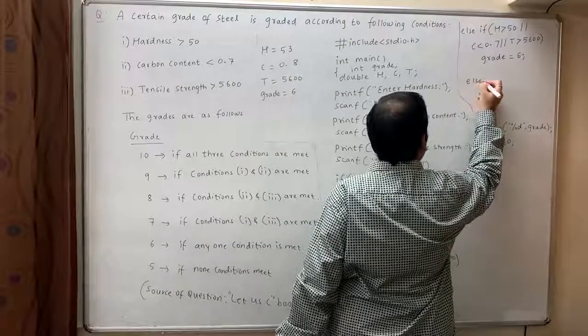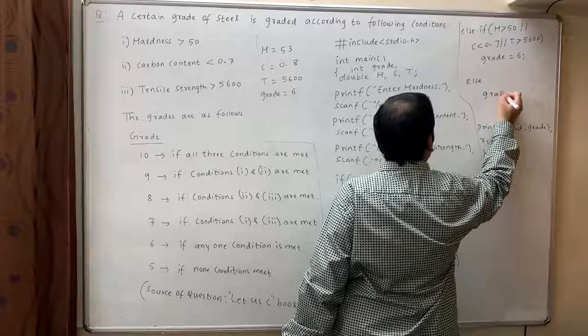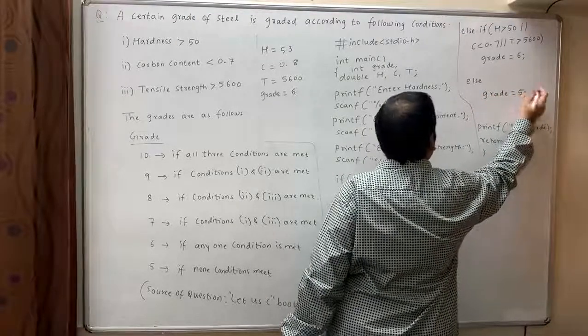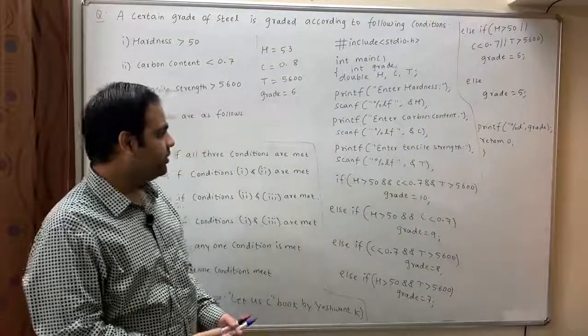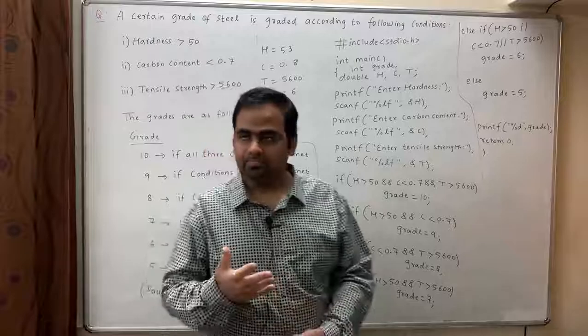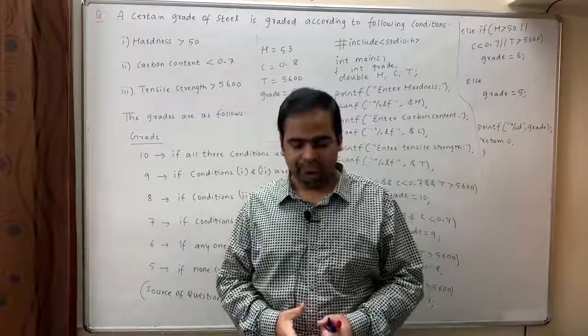Hence we write else grade is equal to 5. If none of the conditions meet, we say else grade is 5 and it prints 5. Stop the procedure. This is how we find the grade of the steel.